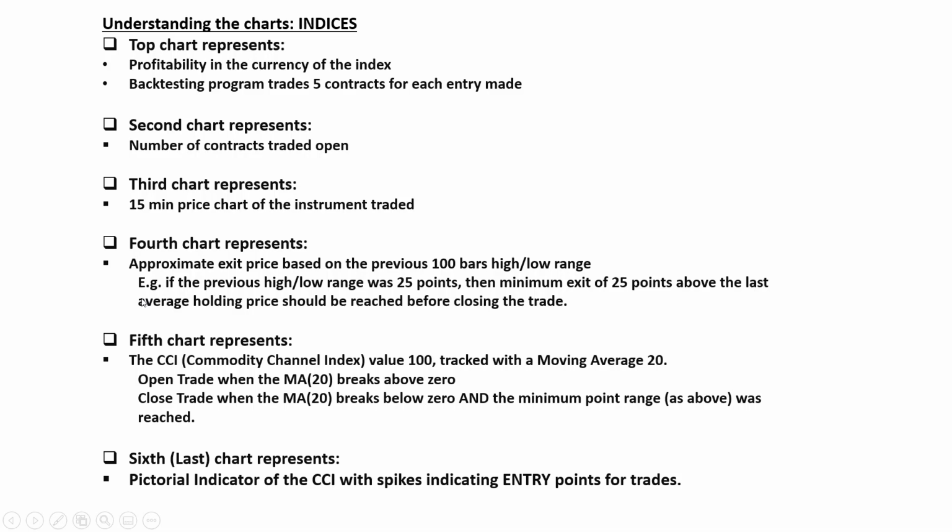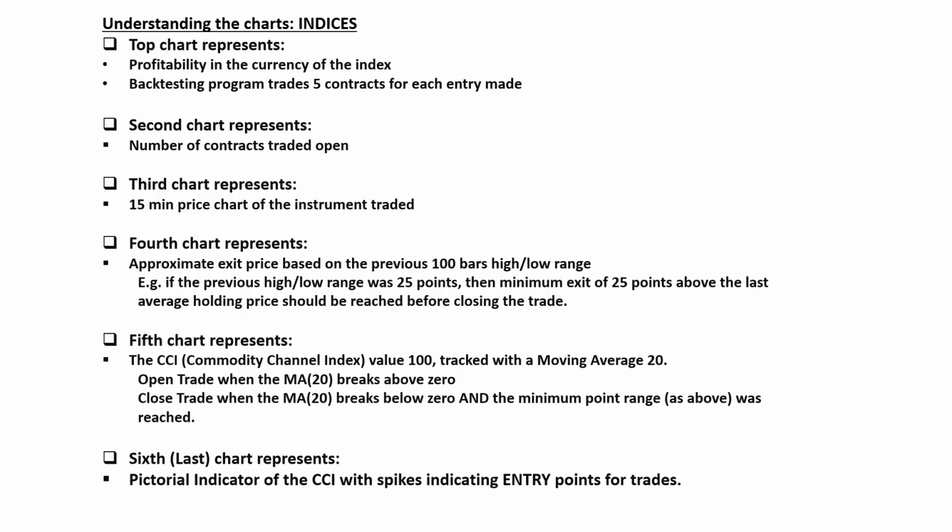The fourth chart is the approximate exit price of our strategy, and again refer to the simple trading strategies to get a better explanation. But very simply, we look at the last 100 bars, the 15-minute bars, and it calculates the average high-low range of those 100 bars. And for example, if the high-low range is 25 points, then we need to hit at least 25 points before we exit once our CCI indicator turns into the negative.